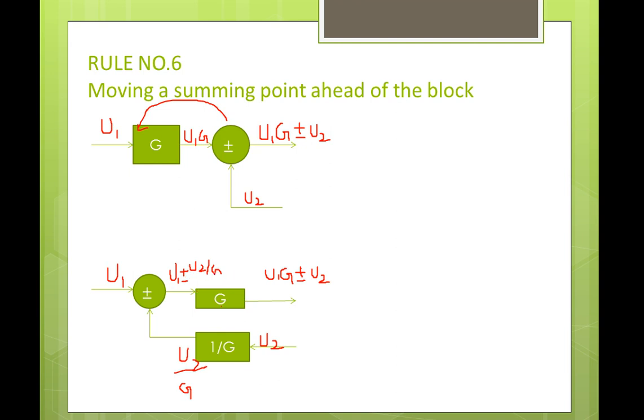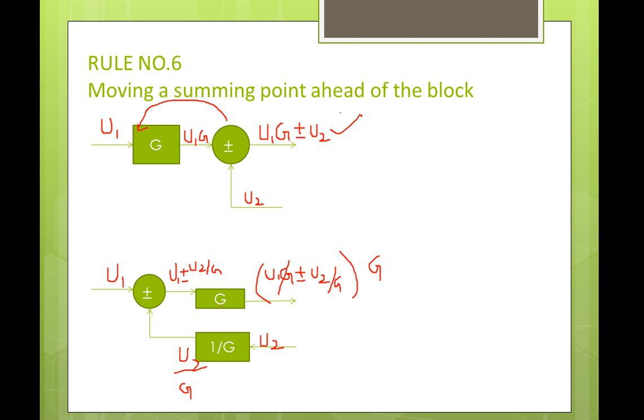So u1 plus or minus u2 by g is given to g, that is multiplied with g. Here you are not having g, so u1 plus or minus u2 by g is multiplied with g. So what you are getting is u1 into g plus or minus u2 by g into g. So g and g get cancelled out. Finally you are getting the same expression you previously had.